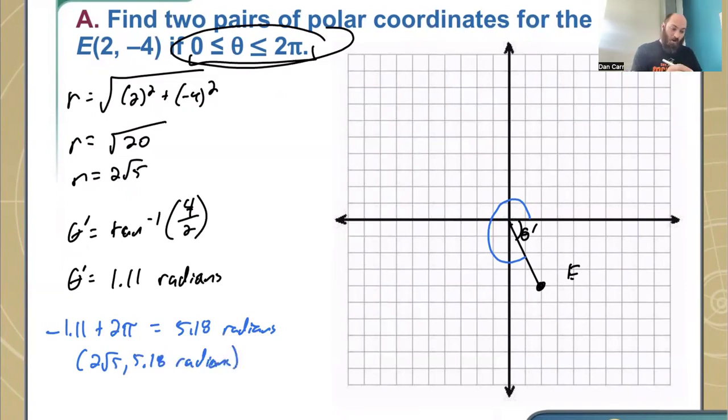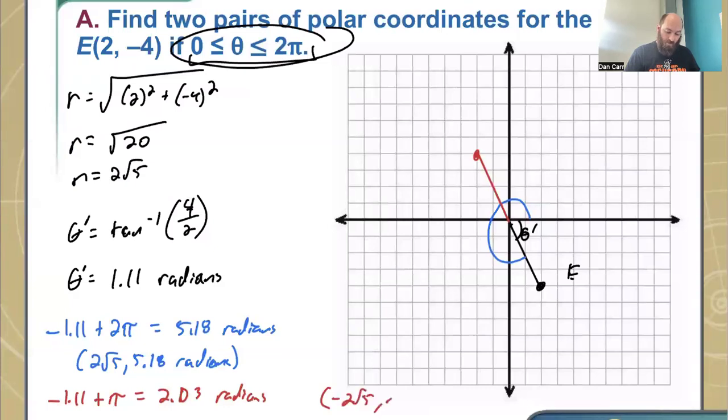For my second one, remember, we can also go here. If I go to this position but then use a negative radius, that will also get me the same spot. This is where the plus or minus pi comes in. This spot right here is pi radians, and then this is a negative 1.11. So I can do negative 1.11 plus pi, and that tells me my other radian measure, which is 2.03 radians. As a coordinate, that is negative 2 root 5, and then 2.03.